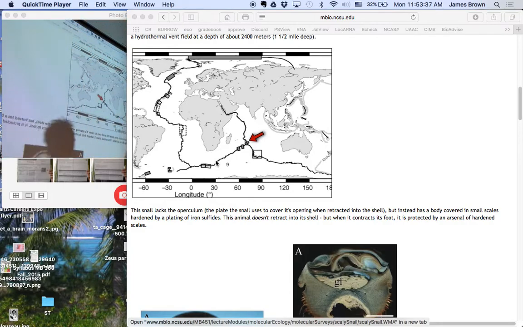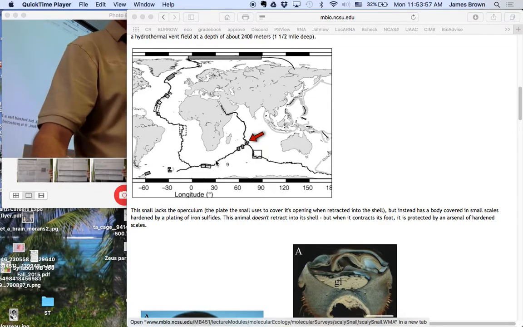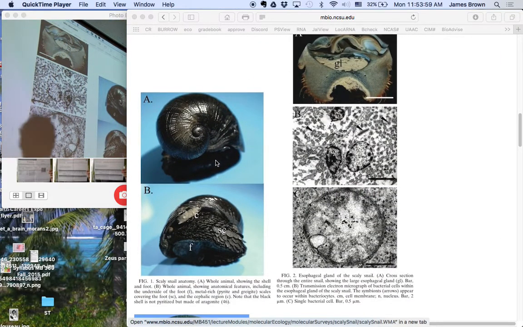The site we're looking at today is a place where two plate spreading centers come together in the Indian Ocean. This place is 2,400 meters deep. That's a long ways down. And what they found was a snail that they'd never seen before. Here's a picture of it. And they knew right away that this was a very special animal because it's covered in scales. It lacks one thing that every other snail species has, which is an operculum.